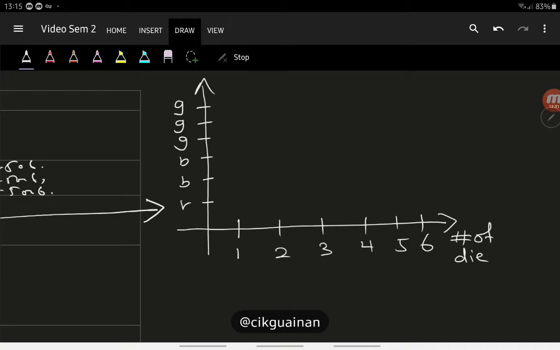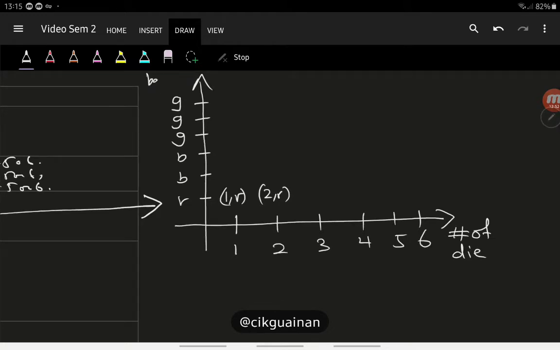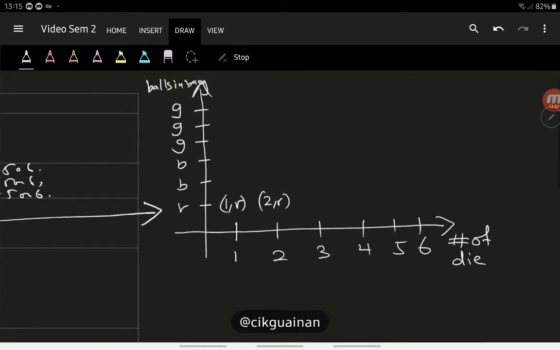Okay, so these are the possible combinations that we might get, because we throw a die and we take a ball. So these are the balls, balls in the bag.